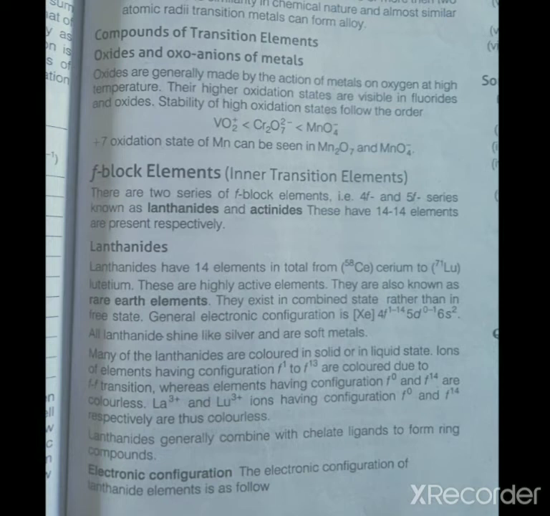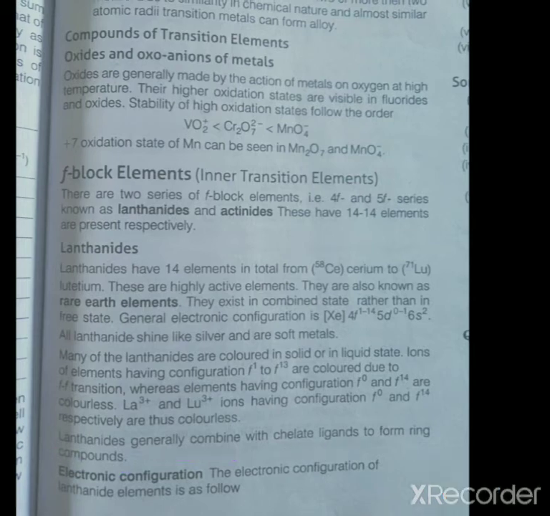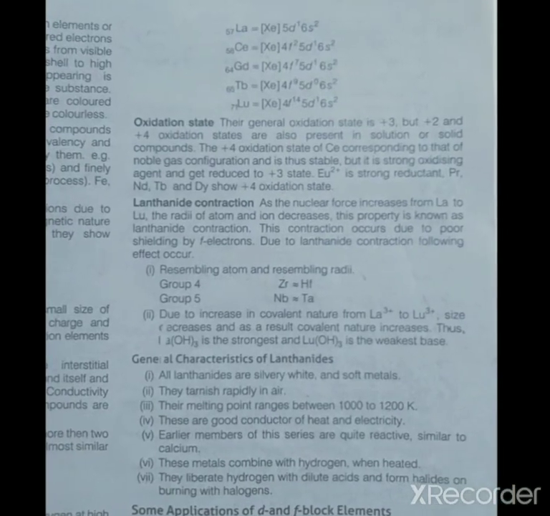Students, one more characteristic of the inner transition elements, that is F block elements, is that all the lanthanoids shine like silver and are soft metals. One more property is that the lanthanoids generally combine with chelate ligands to form ring compounds. Okay, now students, talking about their oxidation states, their oxidation state may be +3, and the +2 and +4 oxidation states are also present in solution or solid compounds.